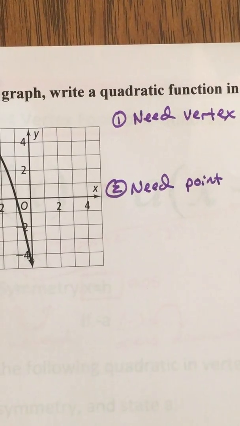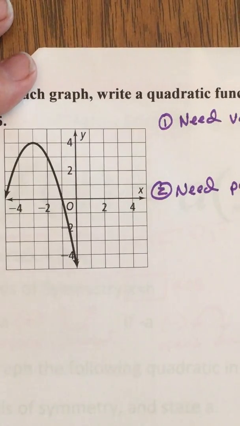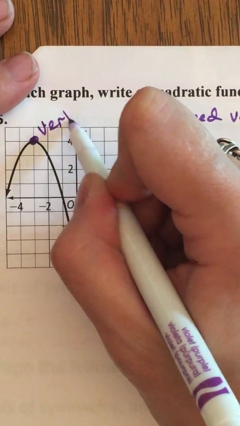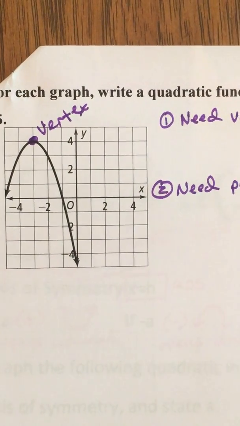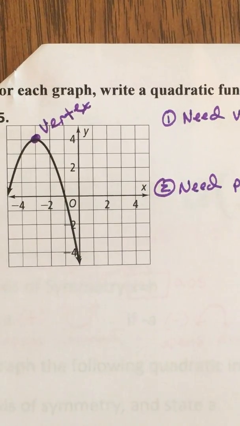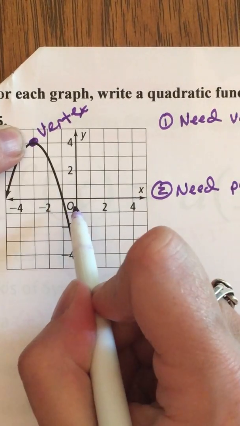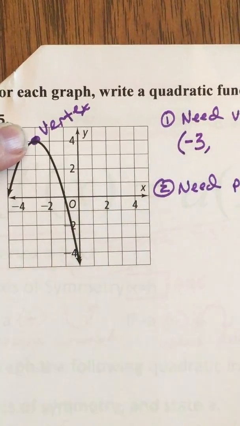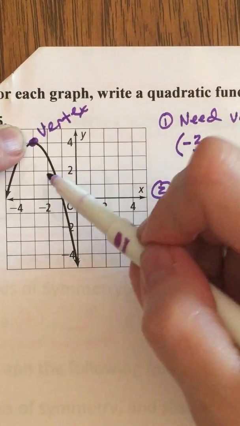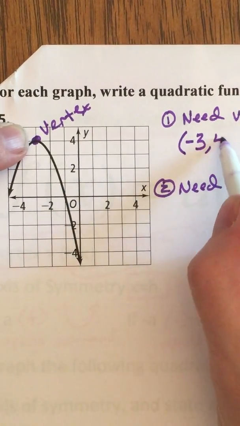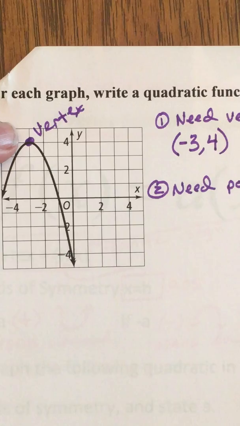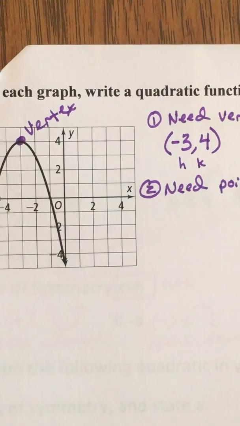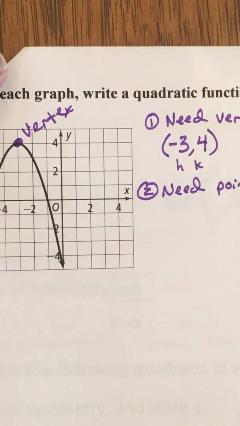Okay. Well, let's look at your picture. Vertex, vertex, vertex. There's the vertex. It's at the very top. We'll label it. There's your vertex. Hey, what's the address of that coordinate point? Left, 1, 2, 3, -3. Up, 1, 2, 3, 4. 4. That is the address of my vertex. This is H and K. All right, that wasn't so bad.